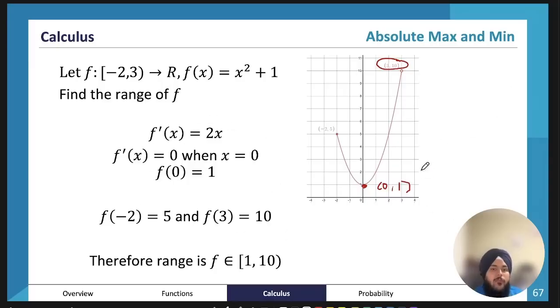And this is really helpful because this also helps us to determine the range of a function. The range of a function is essentially just from the absolute minima to the absolute maxima.